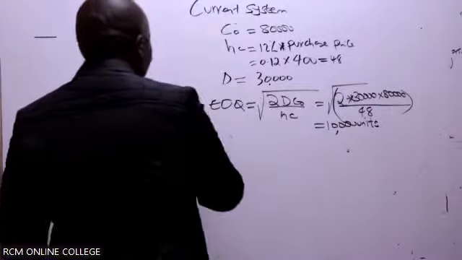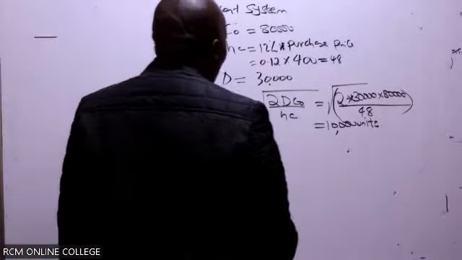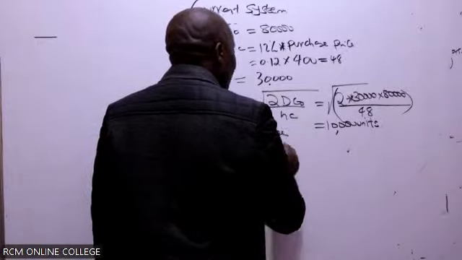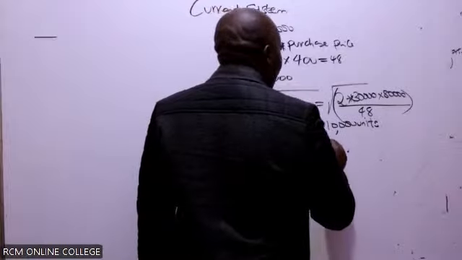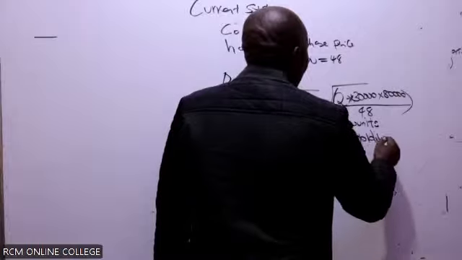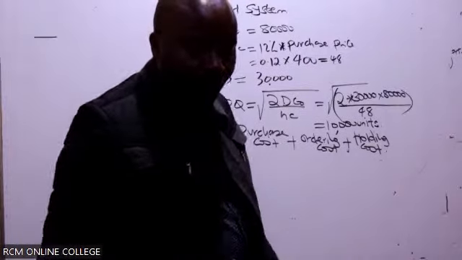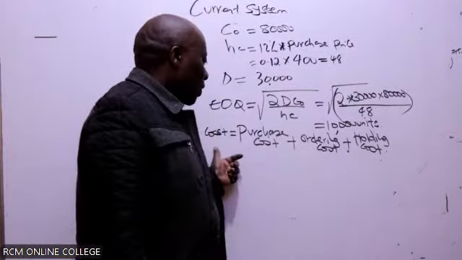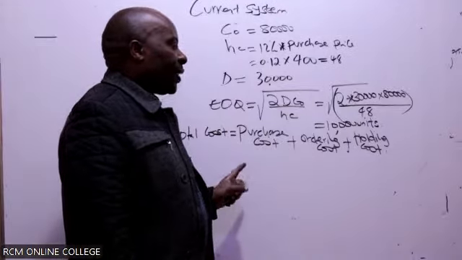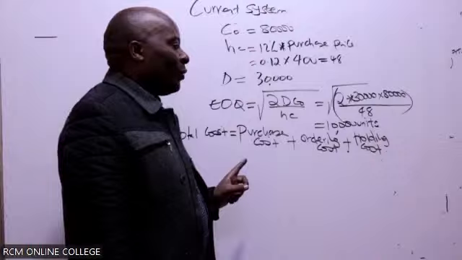So then give me total cost. Remember, for total cost, we normally take the purchase cost plus ordering cost, plus in this case holding cost. Anytime they want us to give them the total cost of inventory, we shall always take the purchase cost plus ordering cost, and then holding cost.